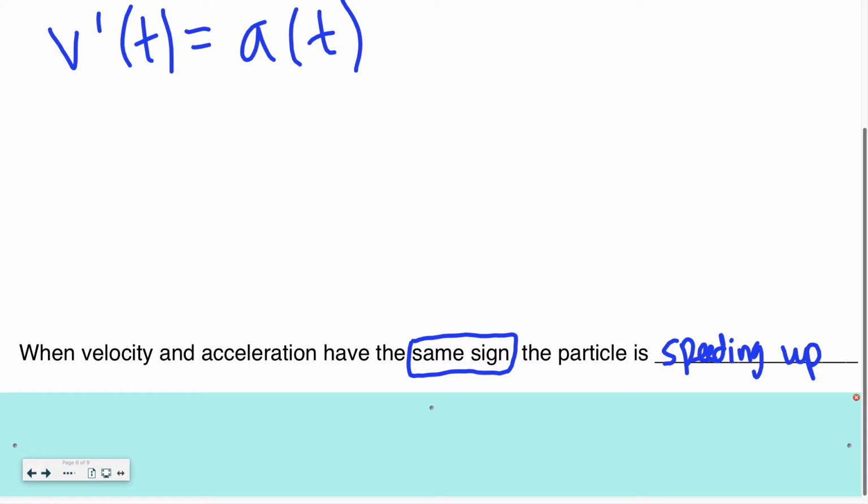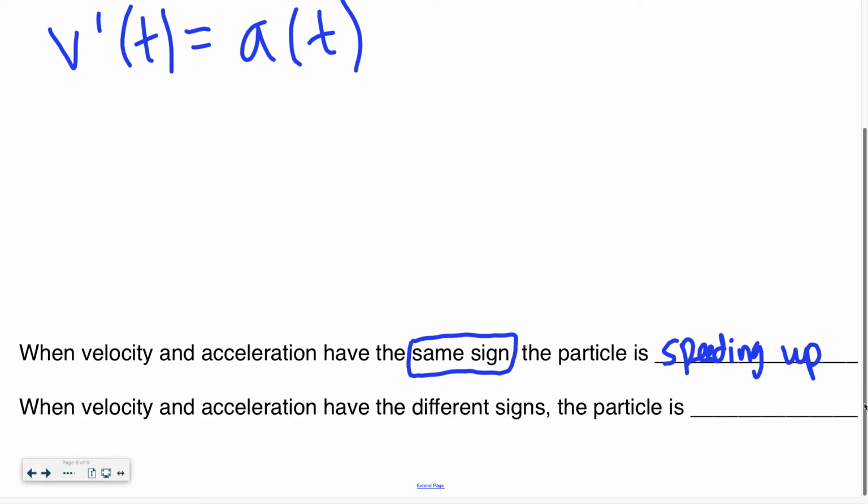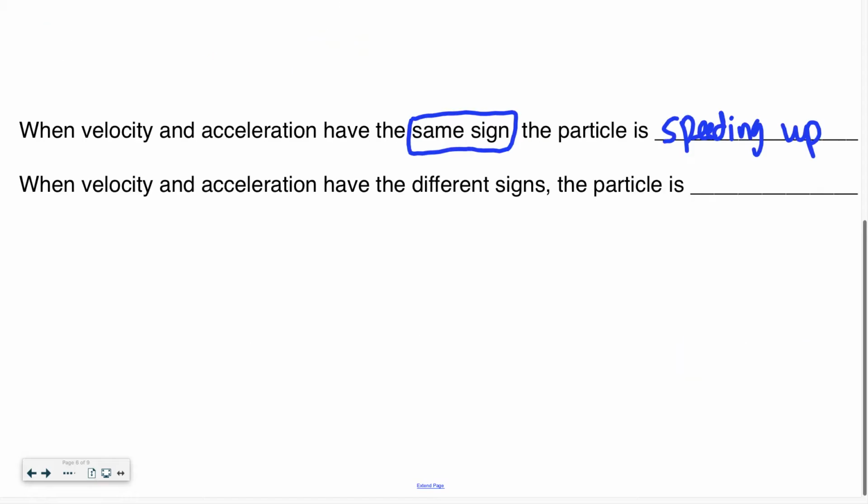Okay? Same thing can be true if you're in reverse, right? So when velocity and acceleration are different signs, that is when our particle would be slowing down. Like I just described, if you're in drive, but you hit your brake, you have positive velocity but negative acceleration, so your car is going to slow down.